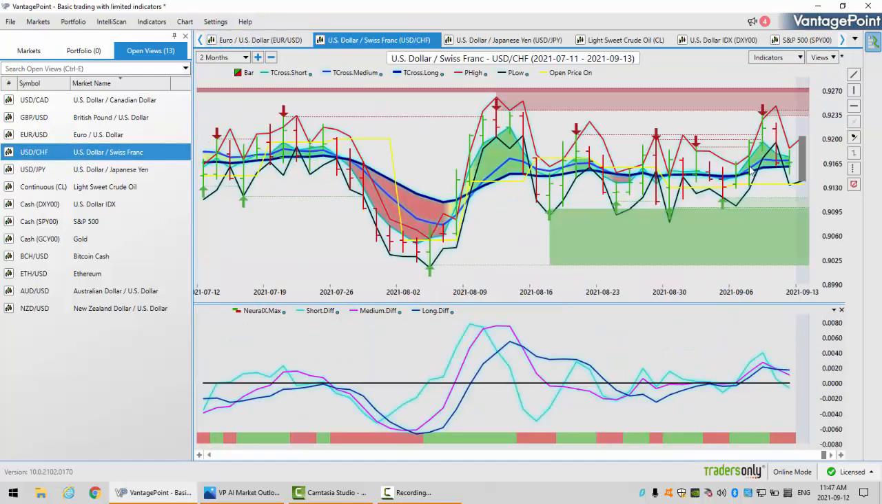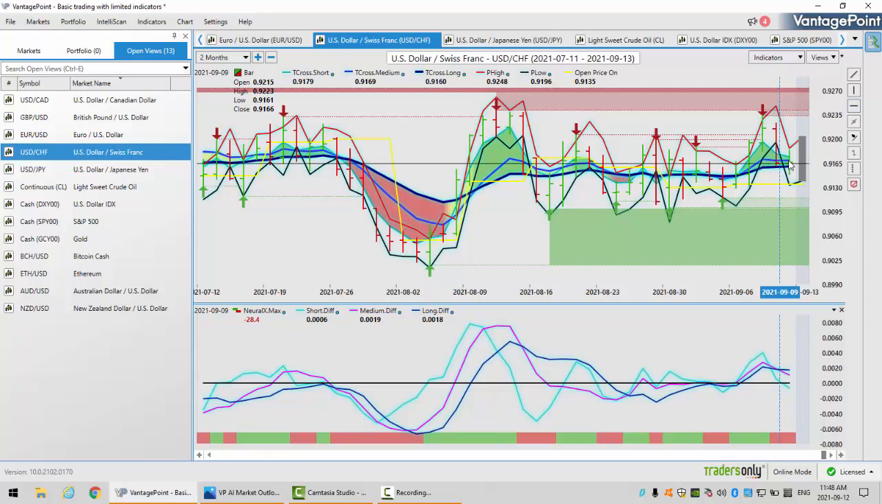Now, the US Swiss franc going into this week, once again, we look at the same thing. On the US Swiss franc, we have the medium term crossing the long term predicted difference here, but we have held above the weekly opening price. So once again, if you just draw a line on that closing price right there, you can put that line right onto your VantagePoint software. That closing price is 91.66.